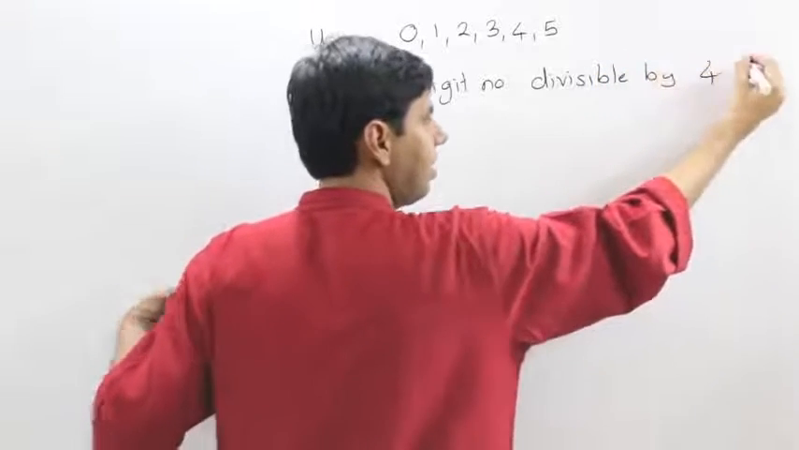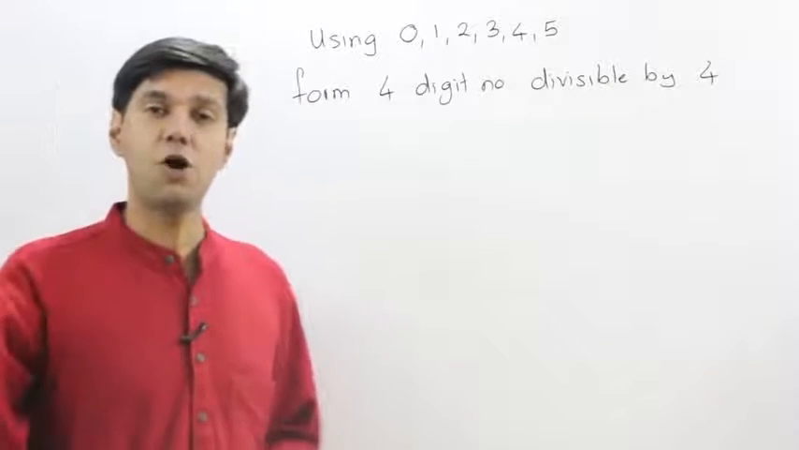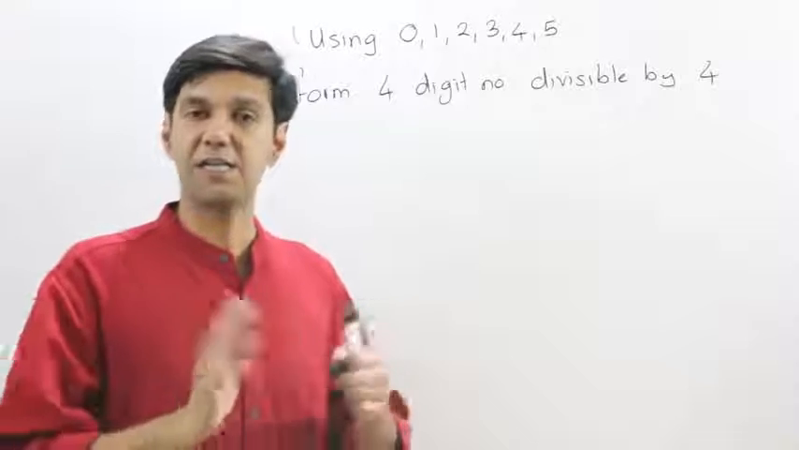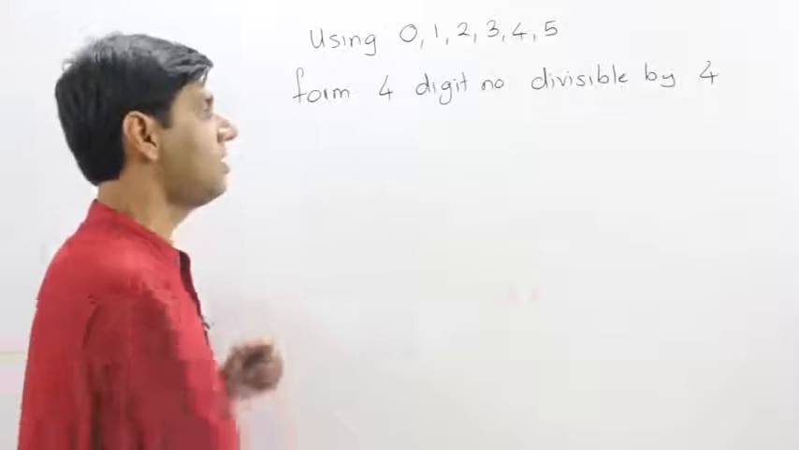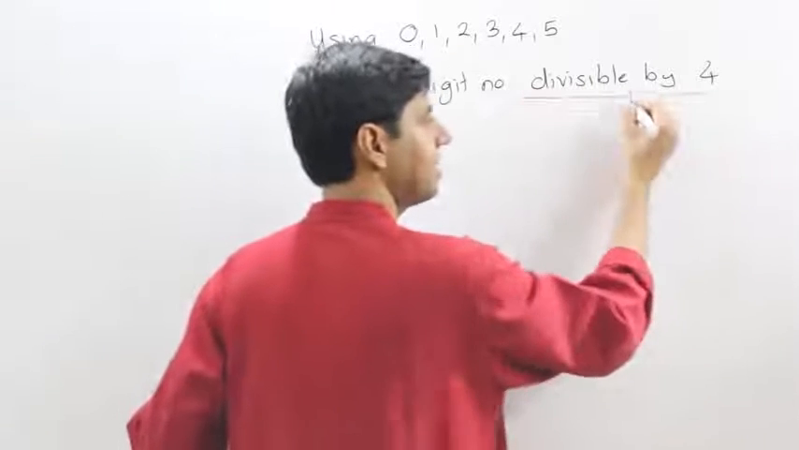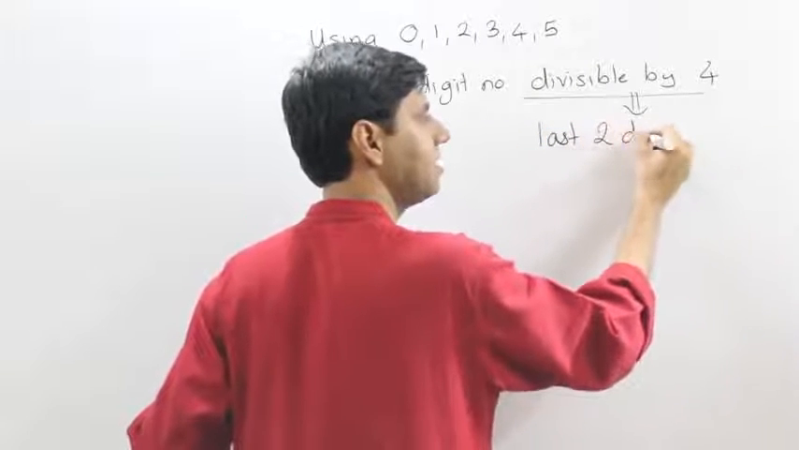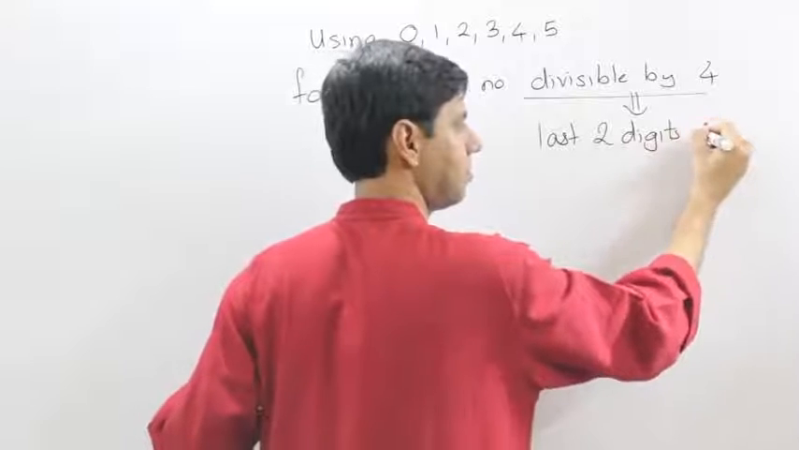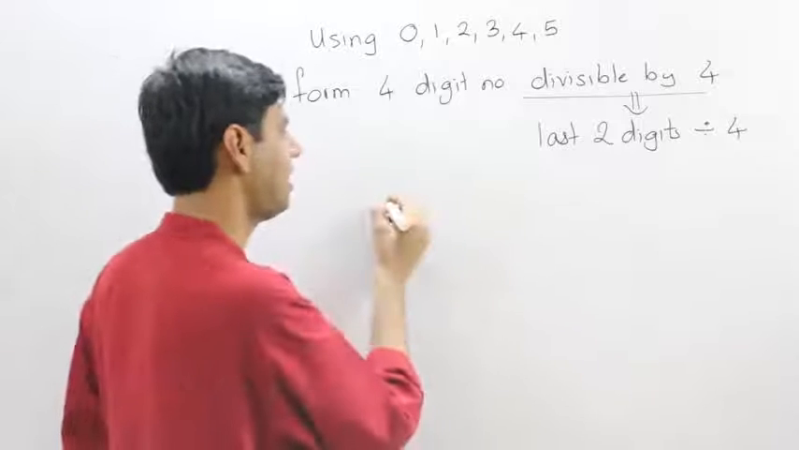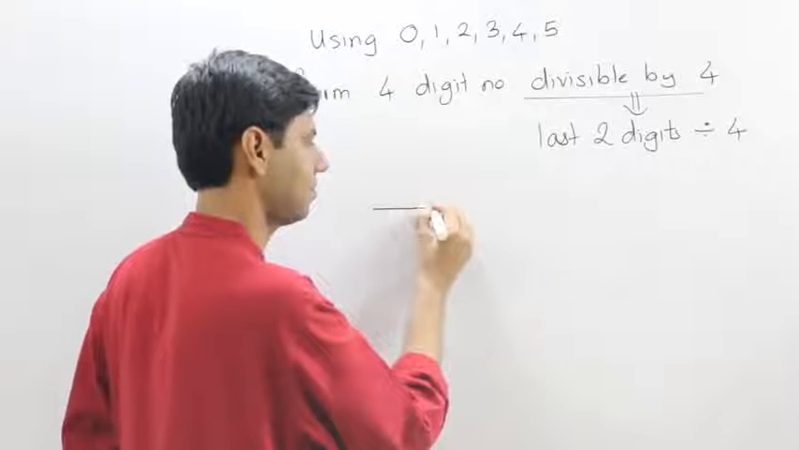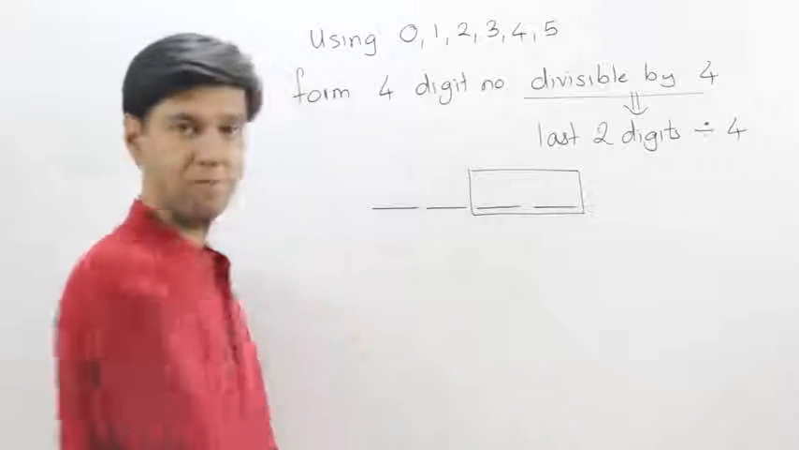So what this example introduces is that conditions need not always be even, odd, greater than 3000 or so on. I could have a different condition also, like divisible by 4. Divisibility by 4 means the last 2 digits should be divisible by 4. Right? And so let's treat the last 2 digits as one packet itself.